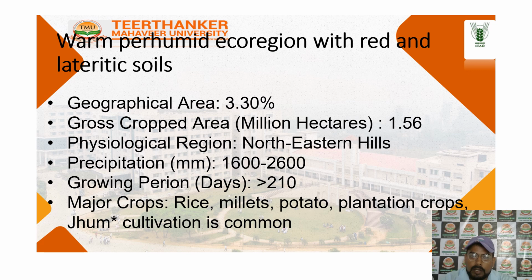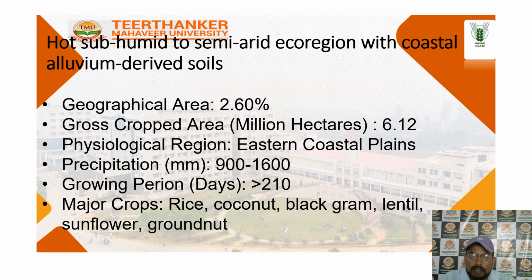Next, the warm perhumid ecological region with red and lateritic soil, which has a total area of 3.3% and a gross crop area of 1.5%. The ecological region is the northeastern hills, and the precipitation is 1600 to 2600 millimeters, and the growing period is more than 210 days. The major crops are rice, millets, potato, plantation crops, and jute. Also, jhum cultivation is found in this region.